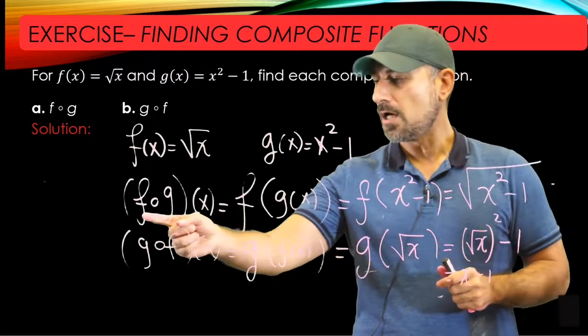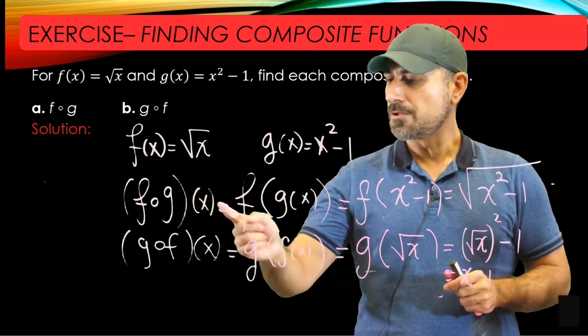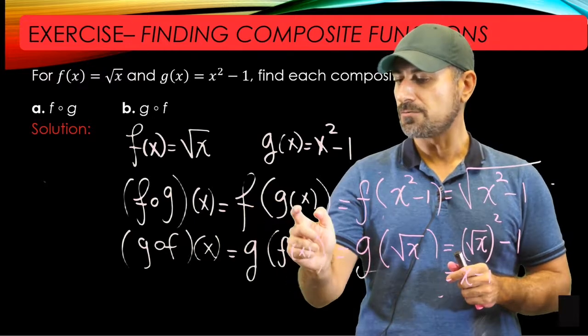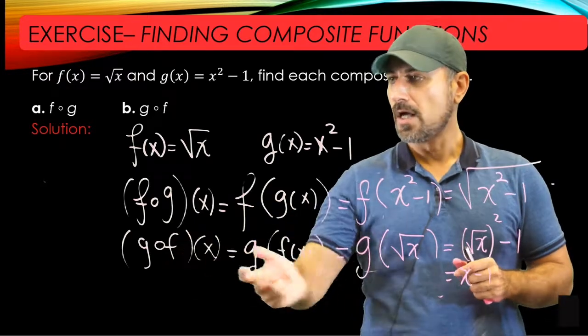So whichever one comes first, you write it as, like in this case, for example, f of g of x, and in this case, you write g of f of x.